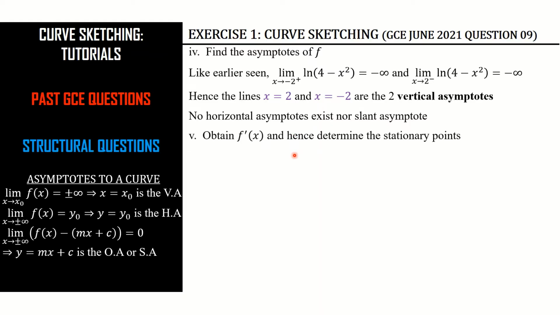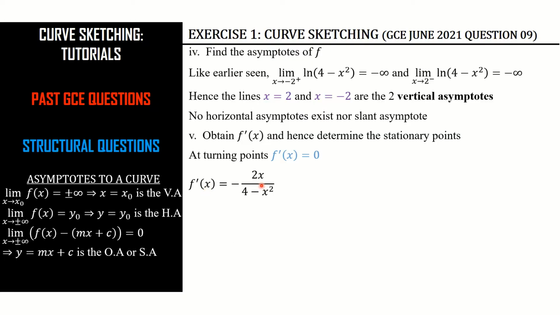Alright, Roman 5 is asking us to obtain the first derivative of f with respect to x and determine the stationary points. The stationary points are also called the turning points. At the turning points or the stationary points, the first derivative of the function with respect to x is equal to 0. But we need to look for that derivative. Now that derivative is just differentiating my function.